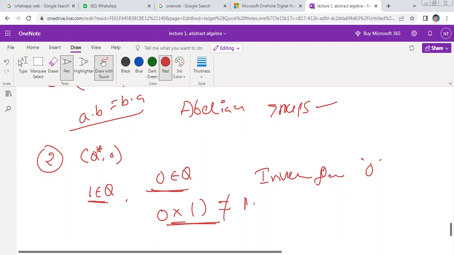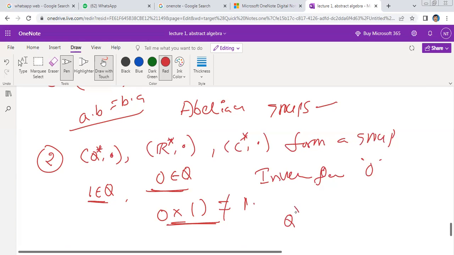Q star comma dot is a group. Similarly, R star comma dot is a group. C star comma dot forms a group. Where Q star means what? Q star, R star is equal to the set of all rational numbers minus the singleton set 0, except 0.